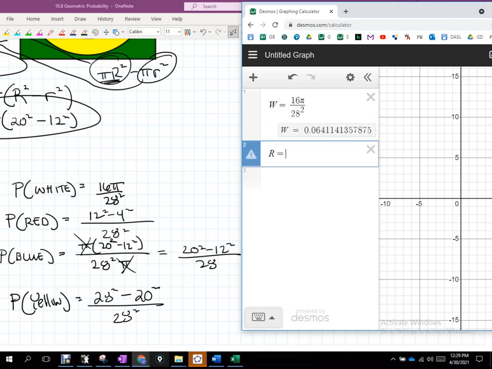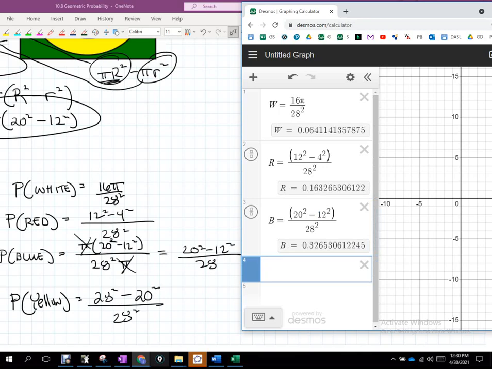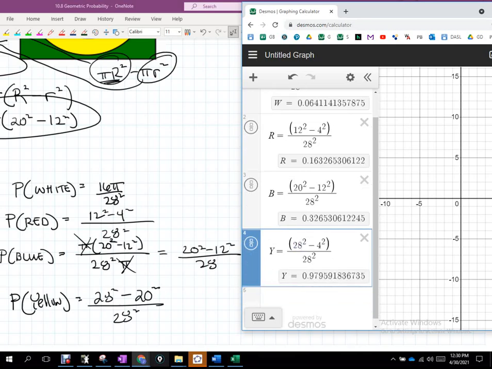Okay. The red is 12 squared minus 4 squared. We'll divide that by 28 squared. It doesn't know what to do with that R there. So that's the red area. The blue becomes 20. This was 12. And if we go yellow, this was 28. And this was 20.